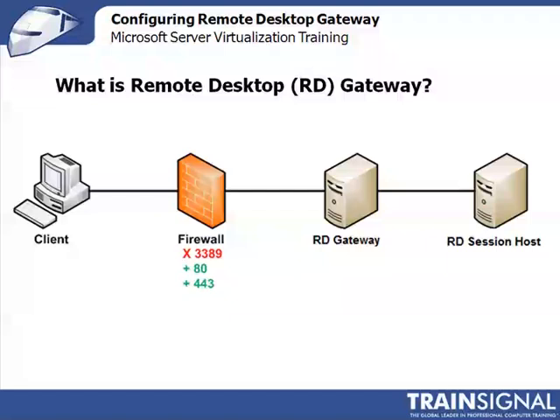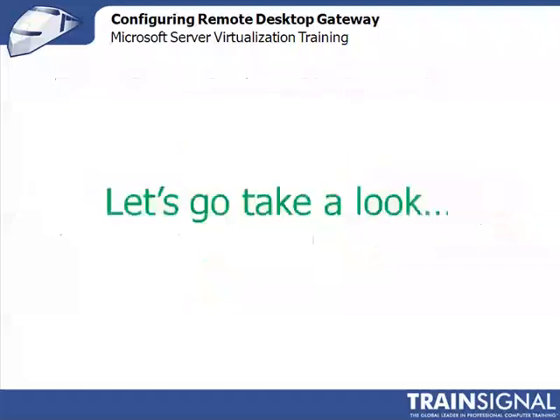Okay, so to kind of sum it up and make it real simple, what does the gateway do? It's a gateway to connectivity from outside your corporate network. Now let's go ahead and jump into the operating system and see how to set this all up.